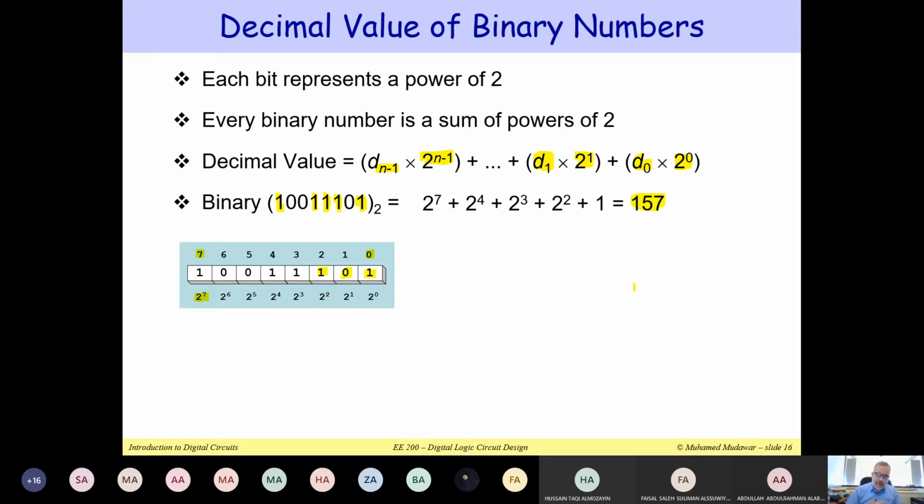Doctor, is this 157 bit or what? No, it's the decimal value 157. So 10011101 in binary is equal to the number 157 in decimal. So we are converting a number from binary to decimal. Is this clear? Yes, doctor. This is the decimal value.